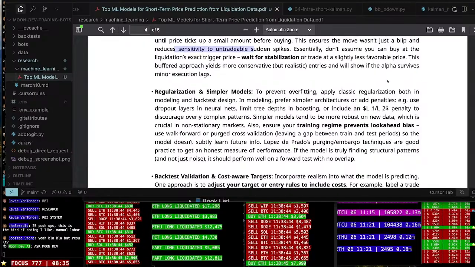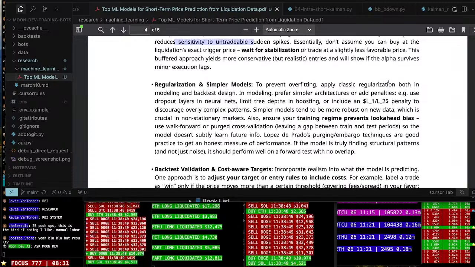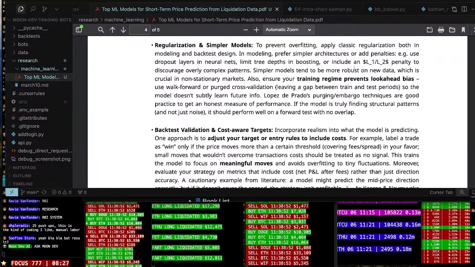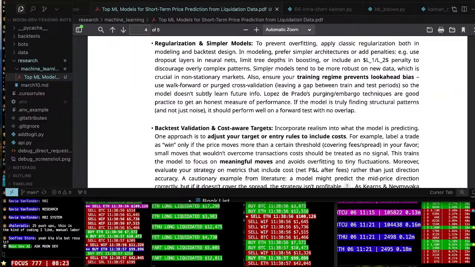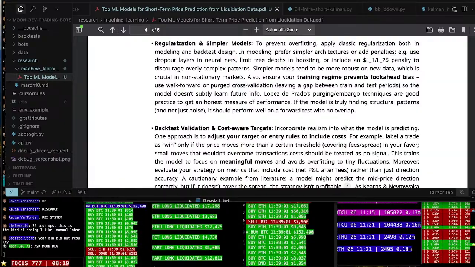This buffered approach yields more conservative but realistic entries and will show in the alpha if the alpha survives. Regularization and simpler models to prevent overfitting: apply classic regularization both in modeling and backtest design.